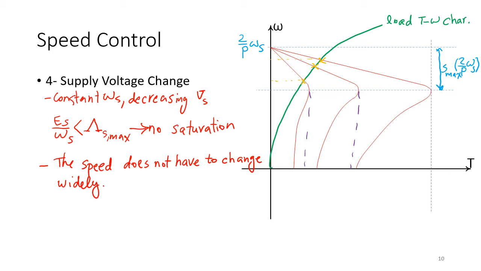So it's good in cases where the speed does not have to change widely, just for those cases. But what is good about this method? Any guess? We only change the voltage, we don't change the frequency. So it is very cheap in fact. It can be done much easier. In some cases, they don't even use power electronics. Even an auto transformer, a special kind of transformer, is used to achieve this control. So the good thing here is it's inexpensive.